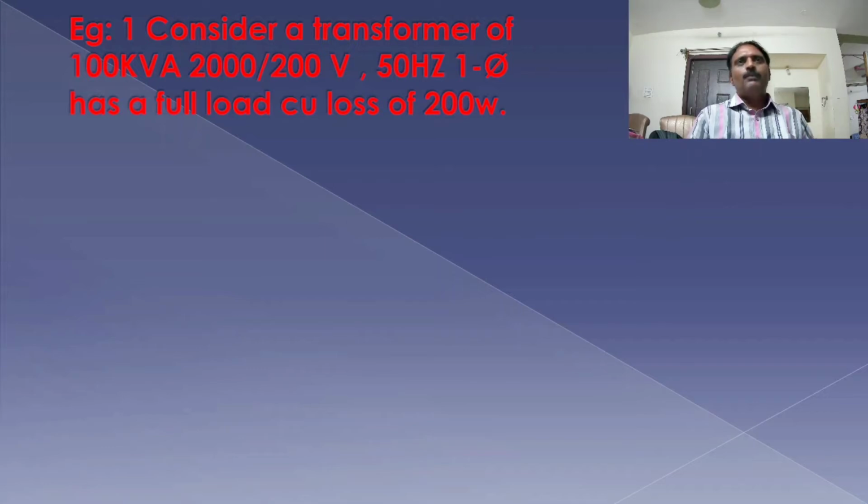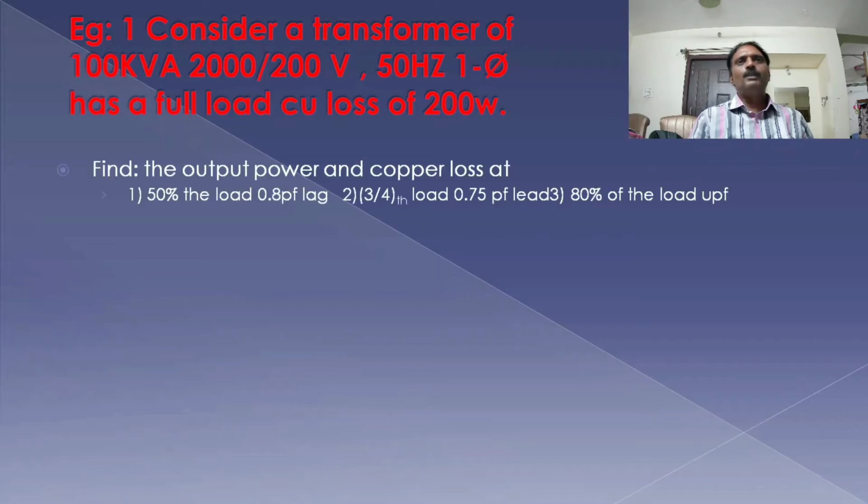We are given a 100 kVA, 2000 volt/200 volt, 50 Hz single phase transformer. It has a full load copper loss of 200 watts. Now let us see what we have to calculate. We need to find out the output power and copper loss at three conditions. The first one is 50% of the load at 0.8 power factor lagging, the second is 3/4, that is 75% of the load, at 0.75 power factor leading, and the third is 80% of the load at unity power factor, UPF, meaning resistive load. Let us see how to calculate the output power and copper losses at these respective conditions.